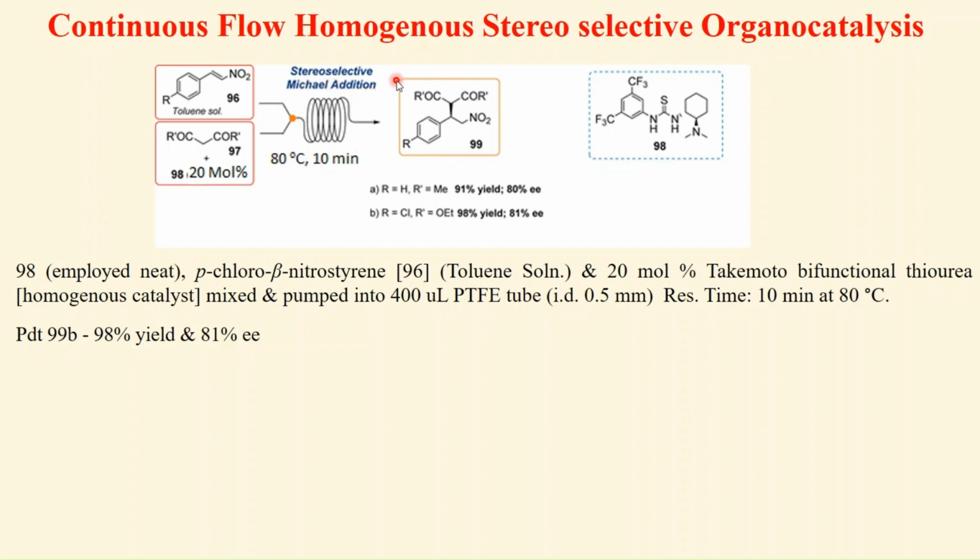The stereoselective Michael addition takes place. Michael addition is addition across the carbon-carbon double bond, which is conjugated with an electron withdrawing group, to give the R derivative, R isomer, with 81% enantiomeric excess and a 98% yield.